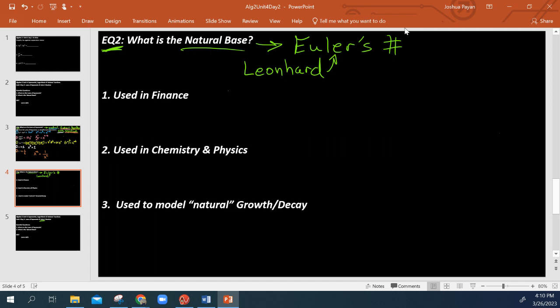It appears in all kinds of natural things that we study, that includes finance. You wouldn't think finance was natural, but it is a whole crap ton of math. And what's more natural than mathematics itself? It appears in chemistry, physics. It's pretty much always used as a way to model natural growth or decay.